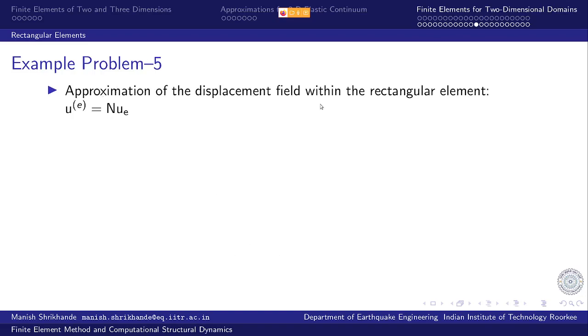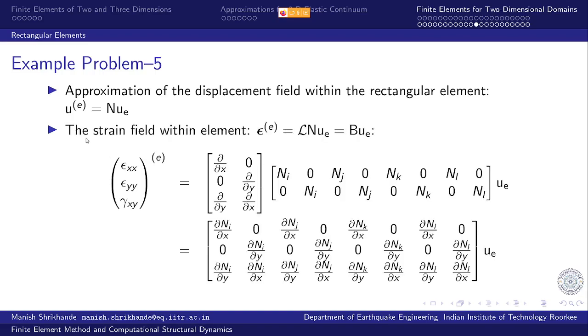So approximation of the displacement field within the rectangular element. Displacement within the element is defined as interpolation functions multiplied by the nodal values of the primary variable, so Ni Ui. The strain field within the element would be the differential operator operating on this displacement field. So L is the differential operator, multiplied by the shape function matrix.